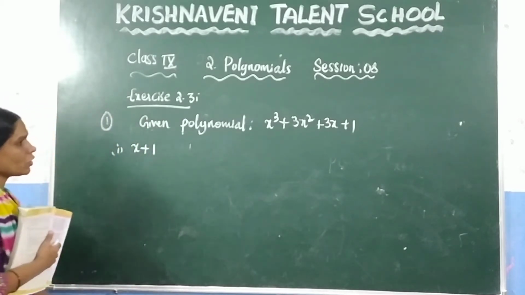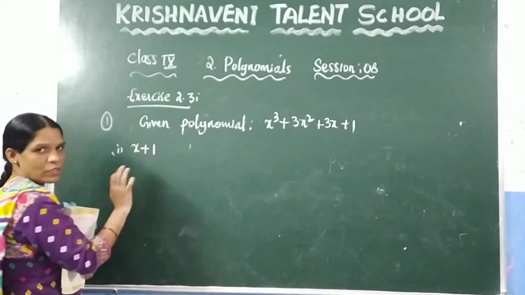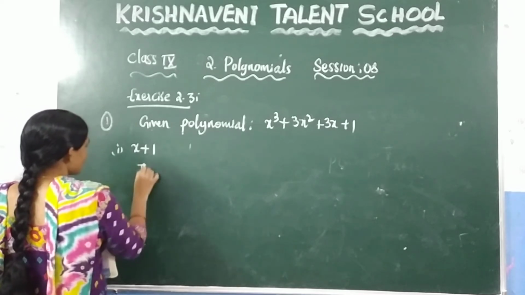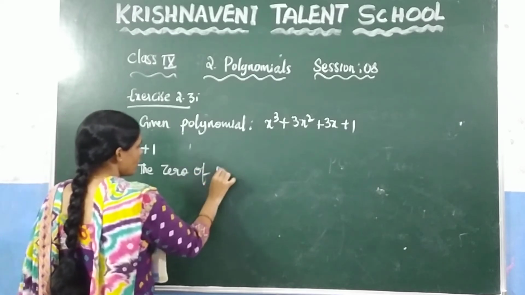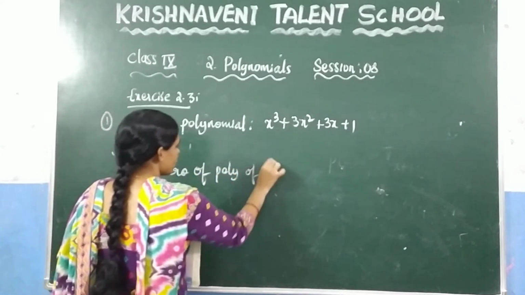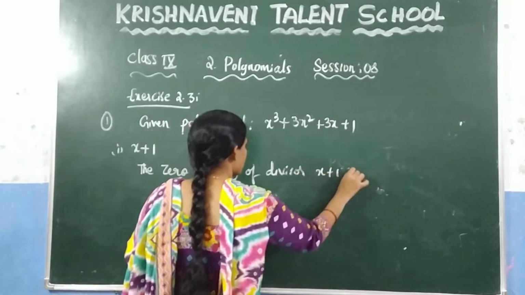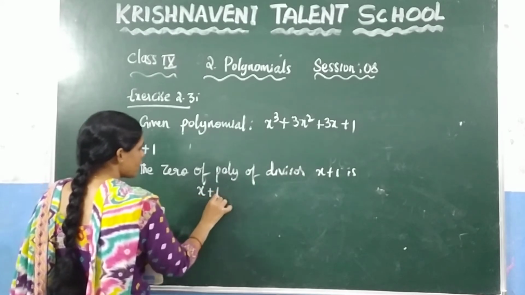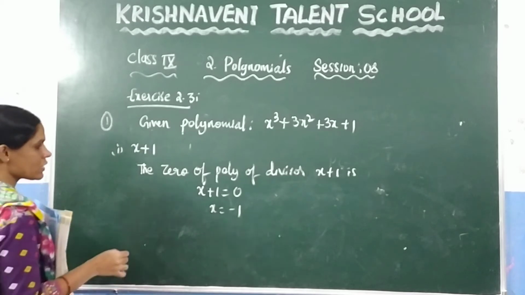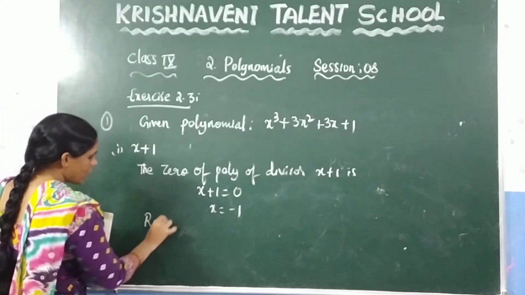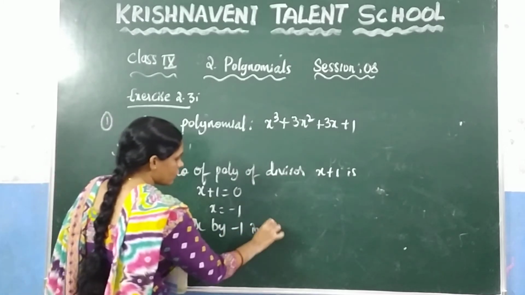So here, if you want to divide these two polynomials with the remainder theorem, first you need to find the zero of the polynomial of the divisor. What is the divisor? X plus 1. What will be the zero of the polynomial of the divisor? It is nothing but x plus 1 equal to 0. You are getting the x value as minus 1. Now write it here, replace x by minus 1 in the dividend.